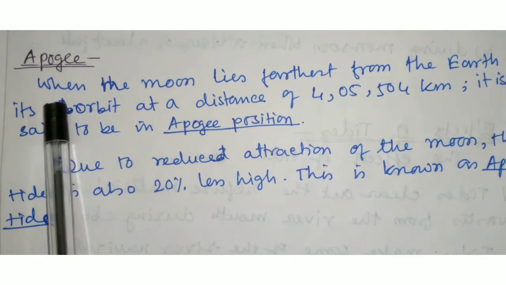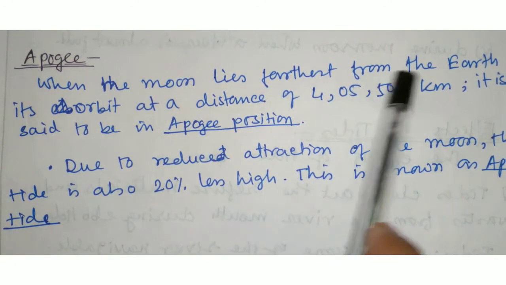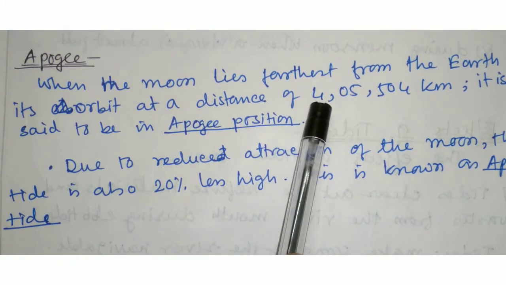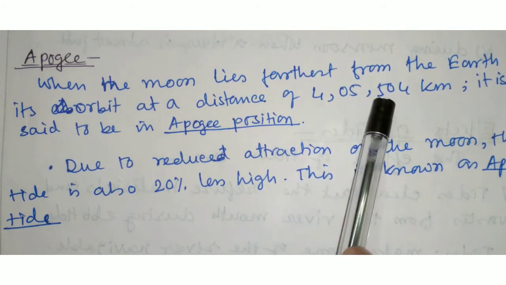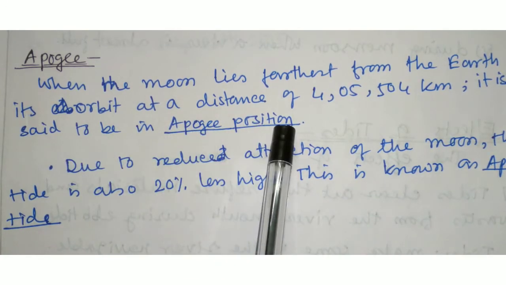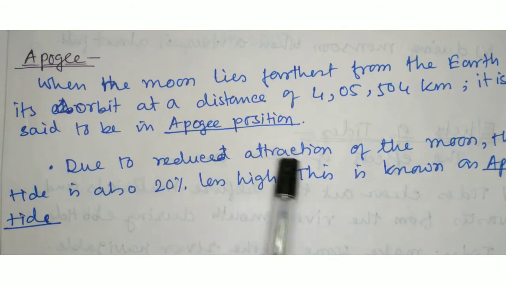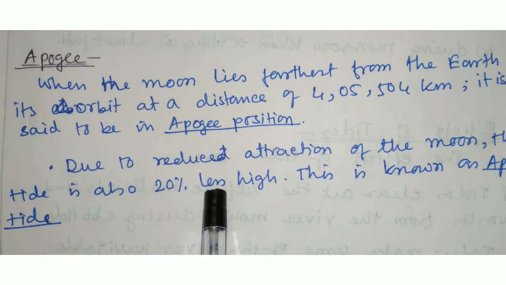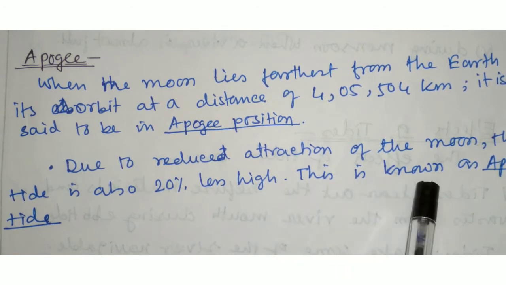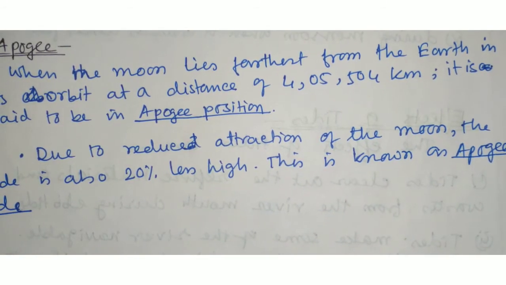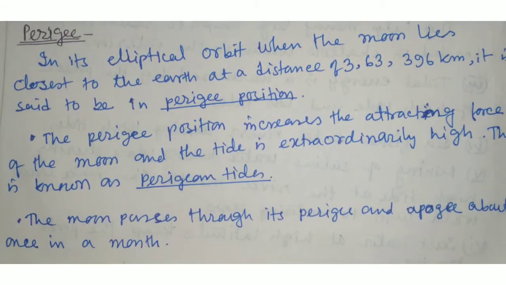Next, apogee. When the moon lies farthest from the earth in its orbit at a distance of 4 lakh 5,504 km, it is said to be in apogee position. Due to reduced attraction of the moon, the tide is also 20% less high. This tide is known as apogean tide.